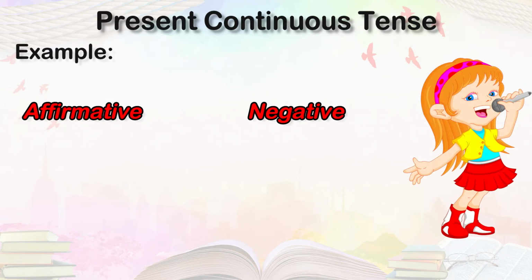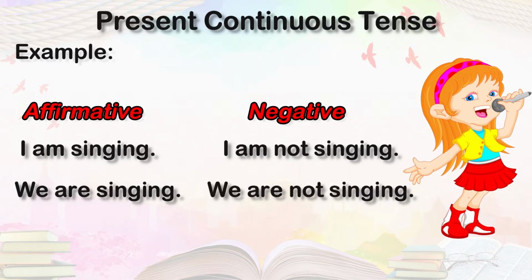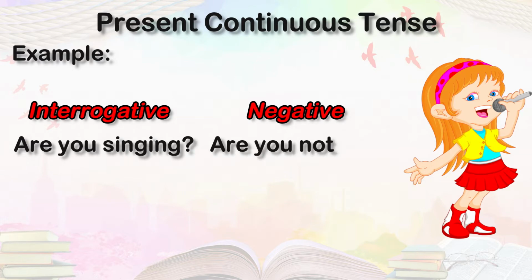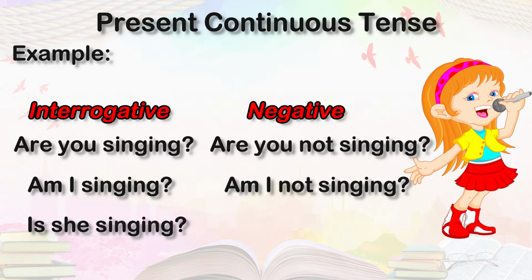Now let's take up some examples. I am singing, I am not singing. We are singing, we are not singing. She is singing, she is not singing. Are you singing? Are you not singing? Am I singing? Am I not singing? Is she singing? Is she not singing?